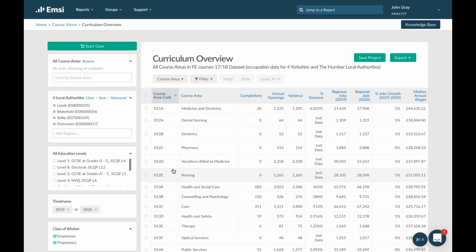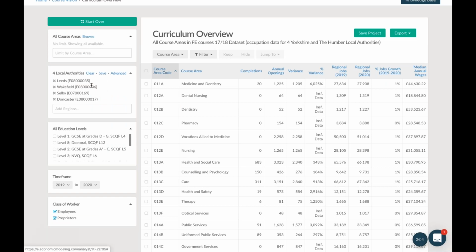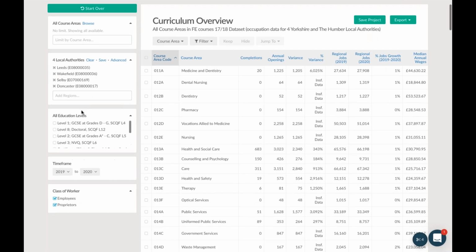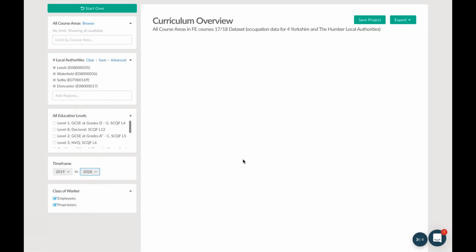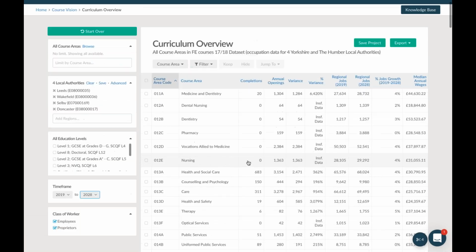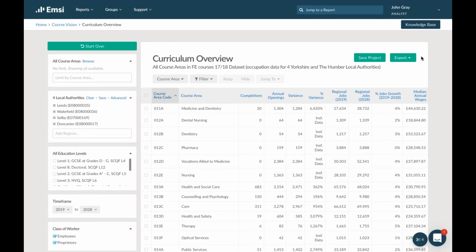we can see that we have a number of filters down the left-hand side. Again, you could remove areas, limit the search by particular course areas, look at particular educational levels, and change the time frame to increase the projection. You can also change your class of workers, so that's employees, so large organizations, and proprietors, which are self-employed. What I'm going to do here is put out the projection to 2028. Again, you can select an appropriate time frame as you wish. If you wanted to export data, you can do that from this table into Excel. Some people prefer to download the data into Excel and play around with it themselves. That's fine to do from this section.